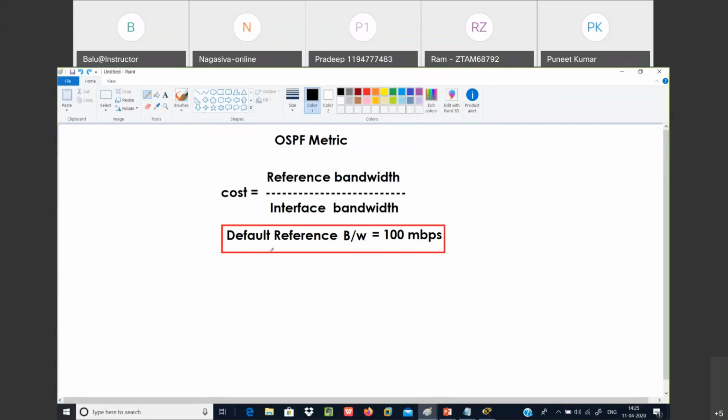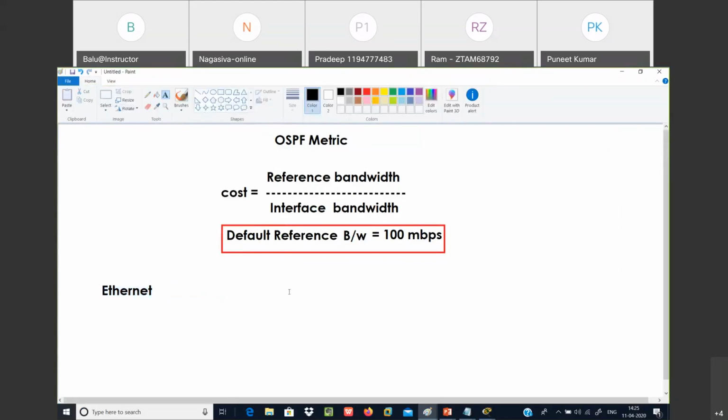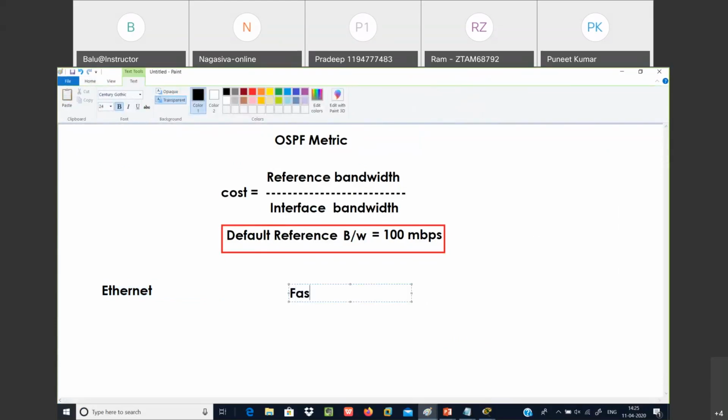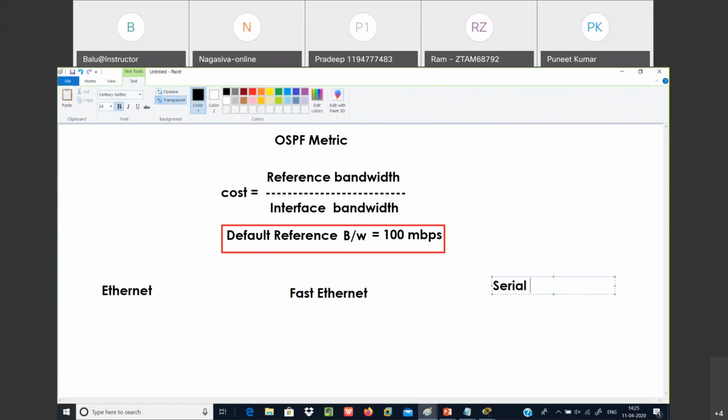What types of interfaces are available in your network? We have LAN interface and WAN interface. What types of LAN interface are available? Ethernet ports, right? Next, we have fast Ethernet ports, and finally serial interface, right?